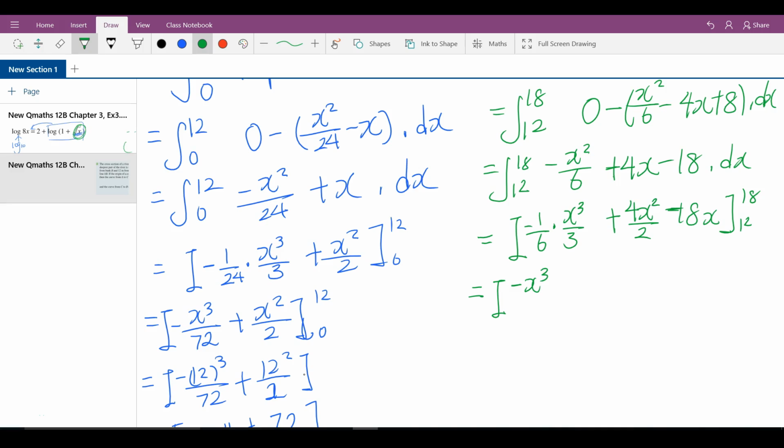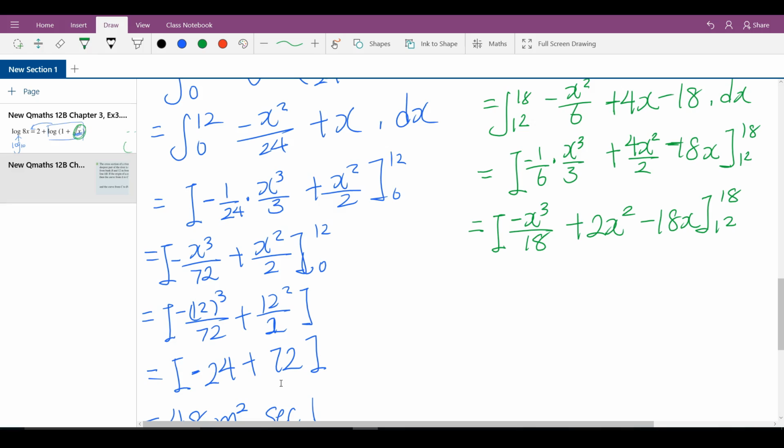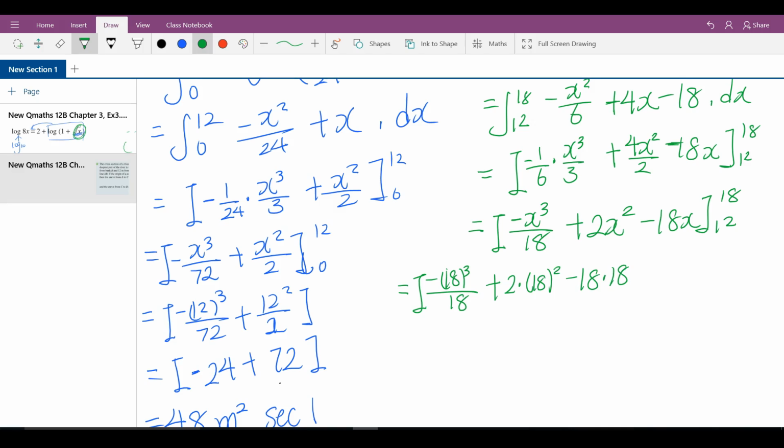Minus x cubed over 18 plus 2x squared minus 18x. Just writing it better, tidying things up. Let's substitute the numbers. It's equal to negative 18 cubed over 18 plus 2 times 18 squared minus 18 times 18.